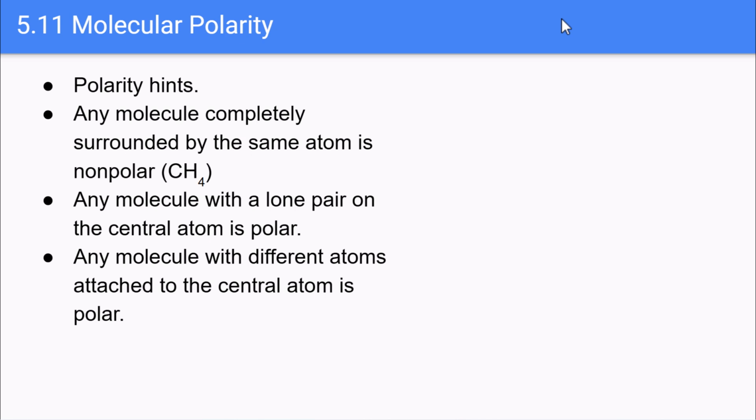Any molecule with different atoms attached to the central atom is considered polar. So I used the previous example of CH3Cl. The carbon atom, the central atom, had 3 hydrogens attached and 1 chlorine. Those are all different, so the molecule in and of itself will be polar. So these tips and tricks are actually quite helpful because it prevents you from having to do a ton of extra work to figure out the polarity of the molecule. And again, like I said, these rules will differ depending upon who your professor is and how the class runs.